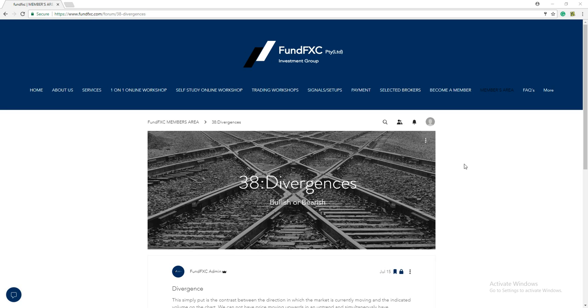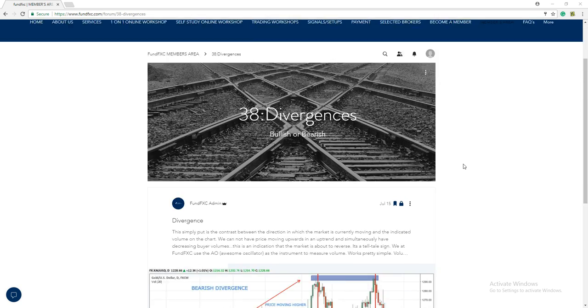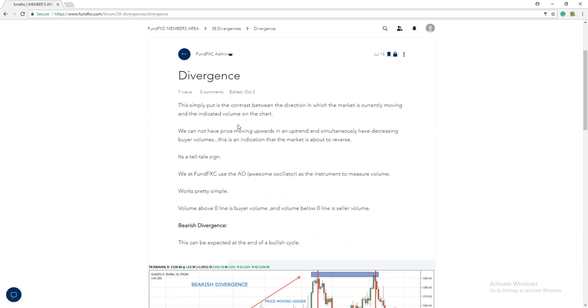Hi, and welcome to this chapter, bullish or bearish divergence. This, simply put, is a contrast between the direction in which the market is currently moving and the indicated volume on the chart. We cannot have price moving upwards in an uptrend and simultaneously have decreasing buyer volumes. This is an indication that the market is about to reverse. It's a telltale sign.